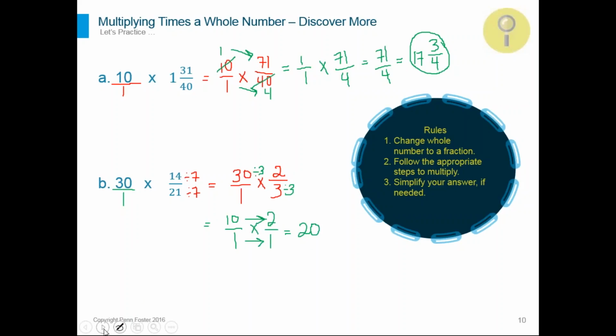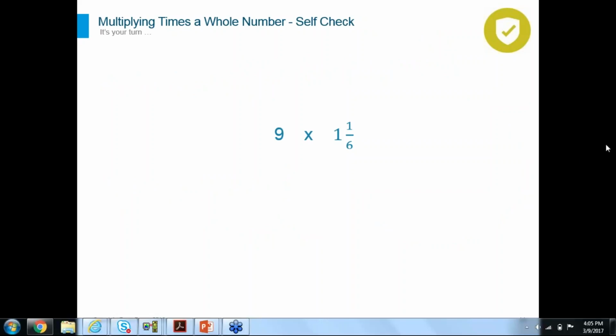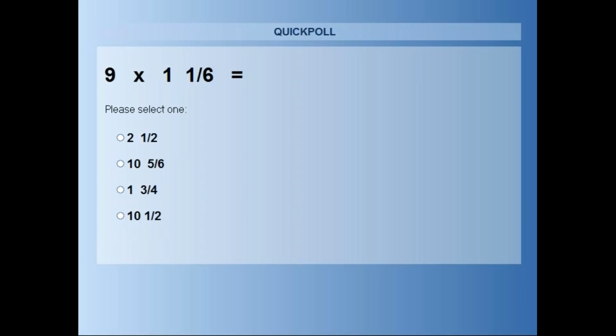Okay, let's look at a question that you can practice. 9 times a mixed number, 1 and 1 over 6. And here you go. You can try this out and see how you're going to do that and find out the product of that.